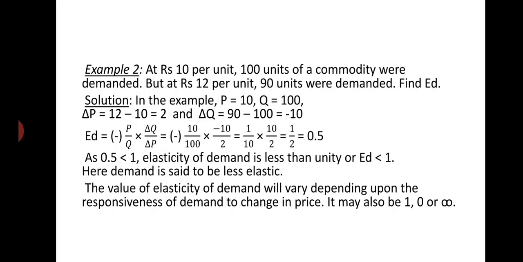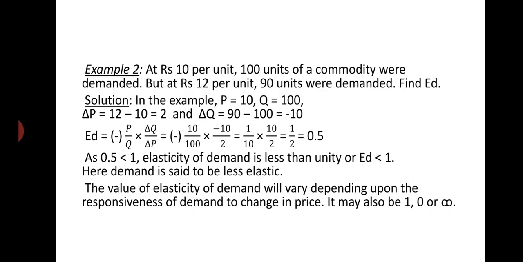Example 2: at rupees 10 per unit, 100 units of the commodity were demanded, but at rupees 12 per unit, 90 units were demanded. Find ED. Mark here what is P. P is 10, Q is 100, delta P is 12 minus 10, that is 2, delta Q is 90 minus 100, that is minus 10. So P, Q, delta P, we have already found the values. Now put the values in the formula. ED is equal to minus P by Q into delta Q by delta P. That comes to minus 10 by 100 into minus 10 by 2.